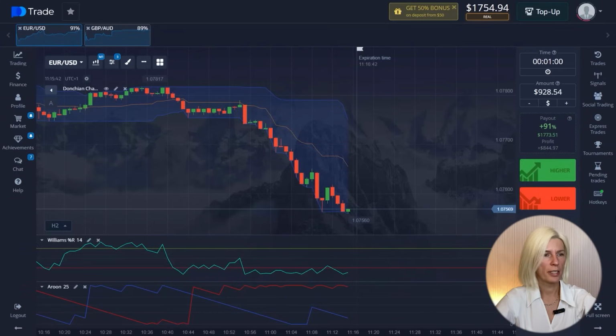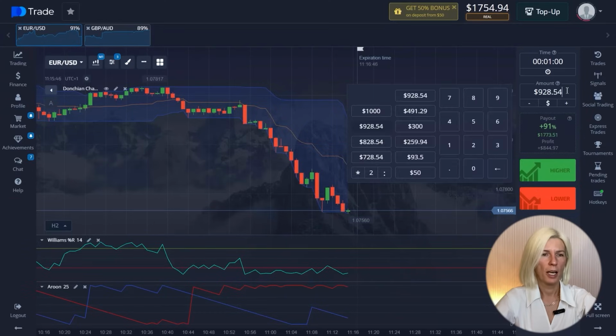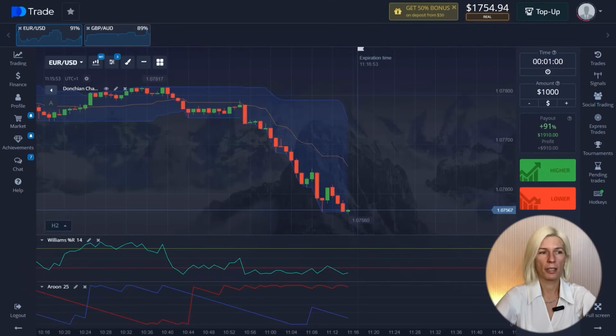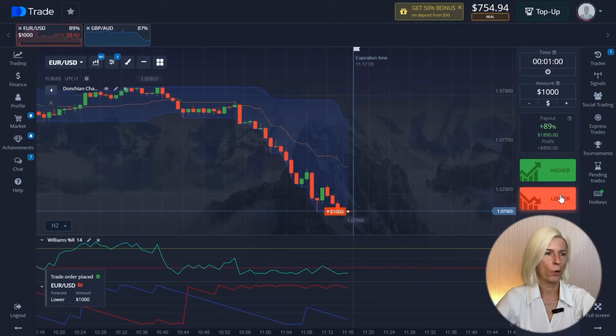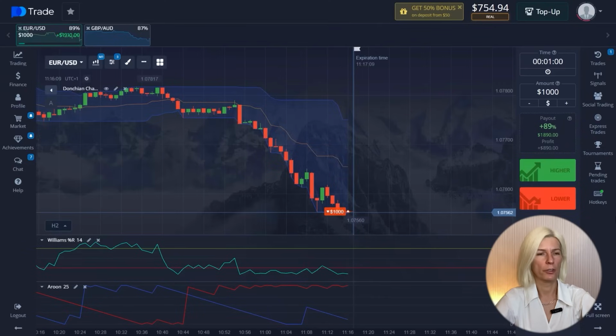As for our trade, I'm thinking of opening another trade, but before that, I will increase the amount to $1,000. As you can see, the upward correction I expected did not occur. The price decline continues, so I will open a down trade for 1 minute with $1,000. We follow the trend and continue the conversation.